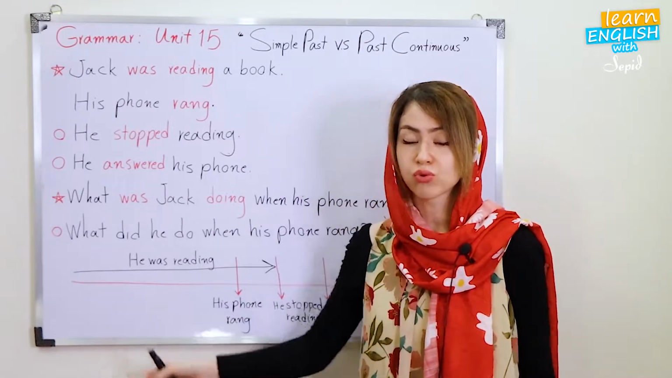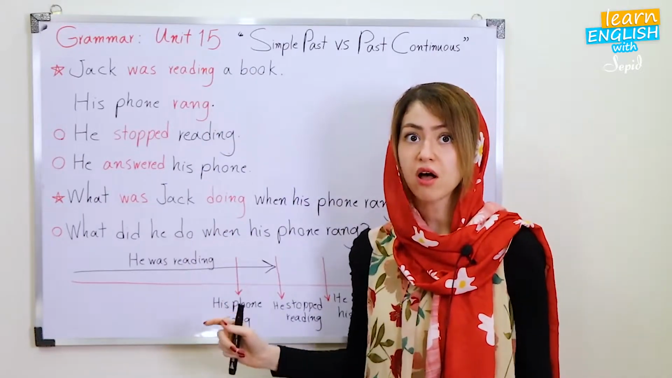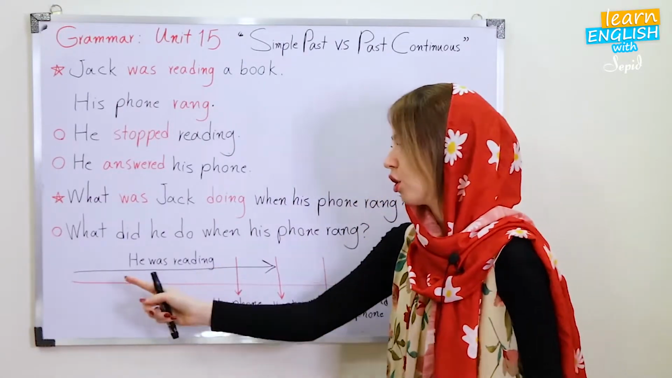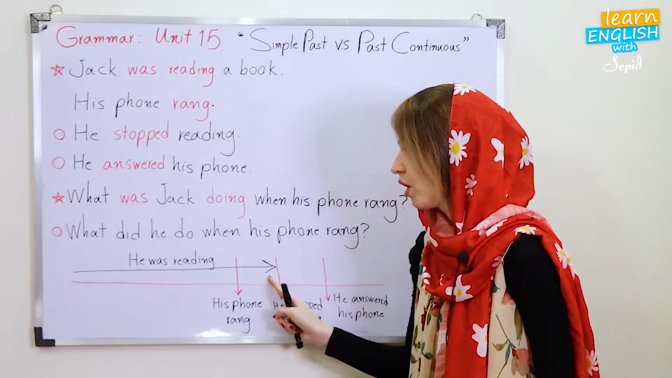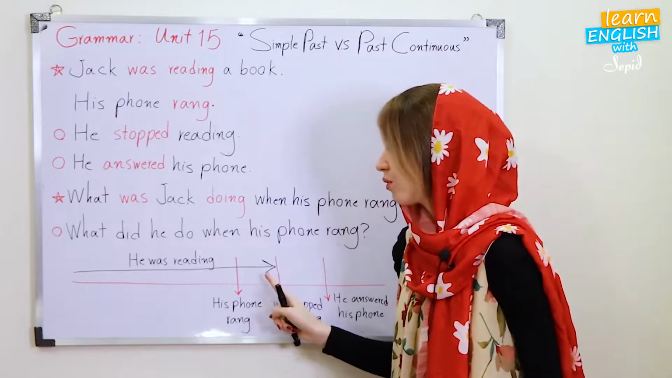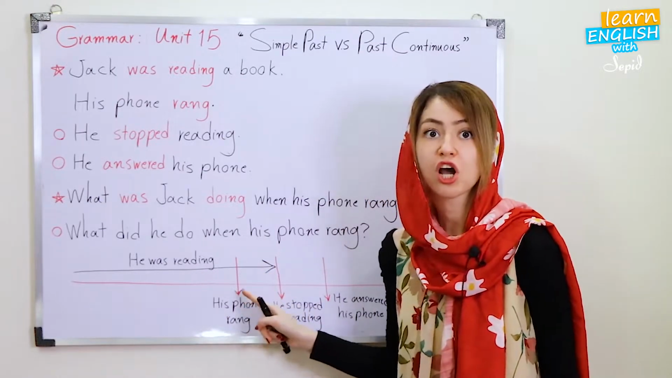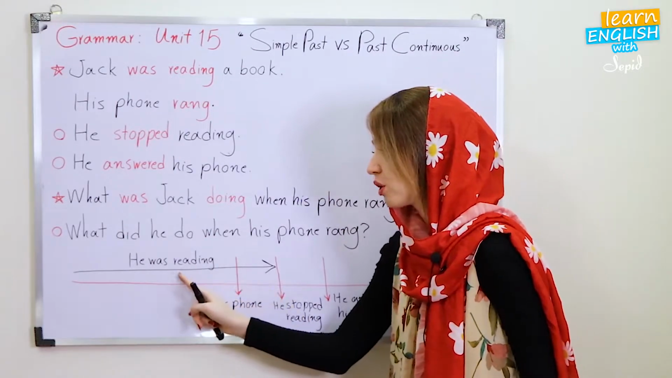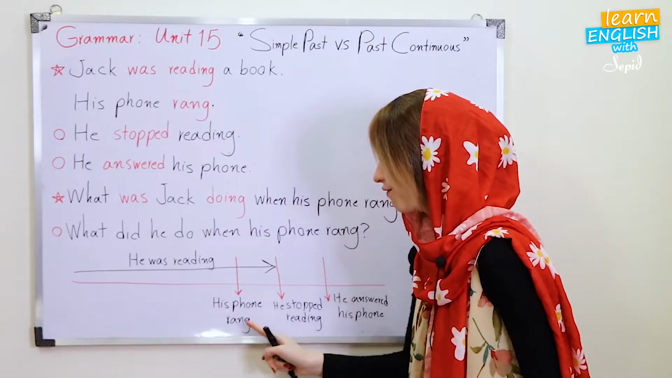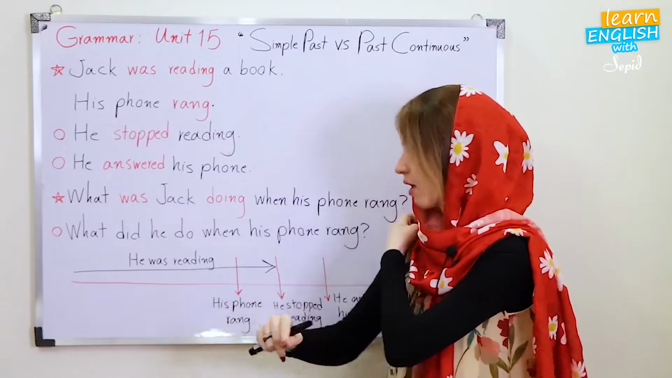So take a look at this part. This timeline is really important to understand the point that I mentioned above clearly. Here it says, he was reading. So you can see the action on this arrow. Follow the black arrow. He was reading. This is an action. And there is a red arrow here which cuts this action, which cuts he was reading. So this action is his phone rang.